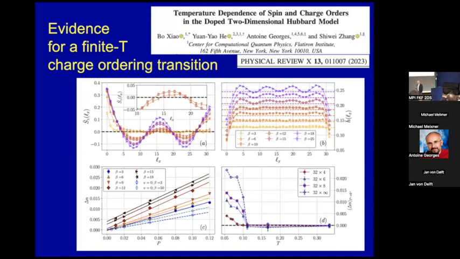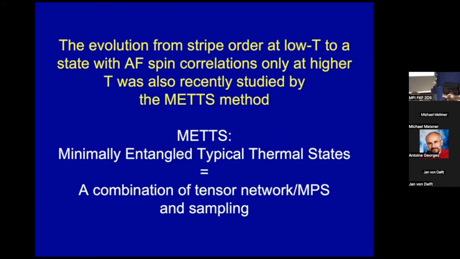This is below what cold atom experiments can currently address, but perhaps not that much below. I expect that a new generation of cold atom experiments will be able to address temperature over hopping of the order of 0.2 to 0.3. So they are getting there. Okay, very good.